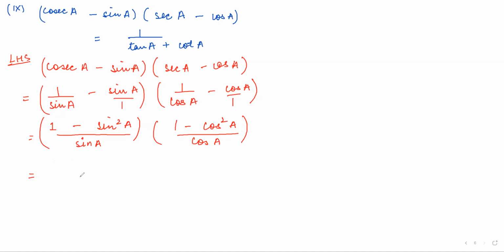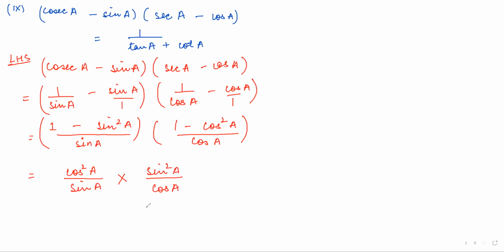Yes, ma'am. Cos square A. So cos square A from the identity, and then you have sine A. Then into, this is multiplication here, right? Between the brackets. Now 1 minus cos A is sine square A, and then divided by cos A square.